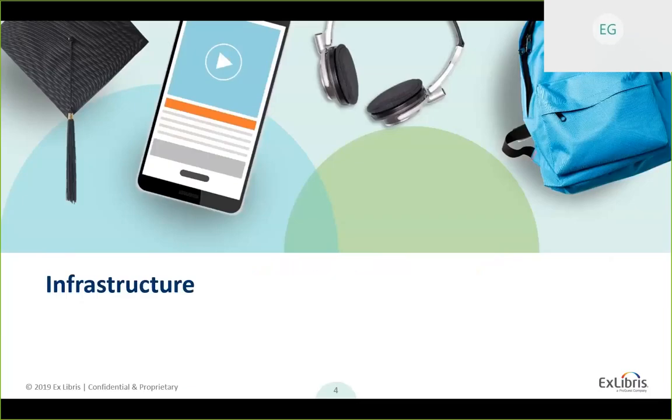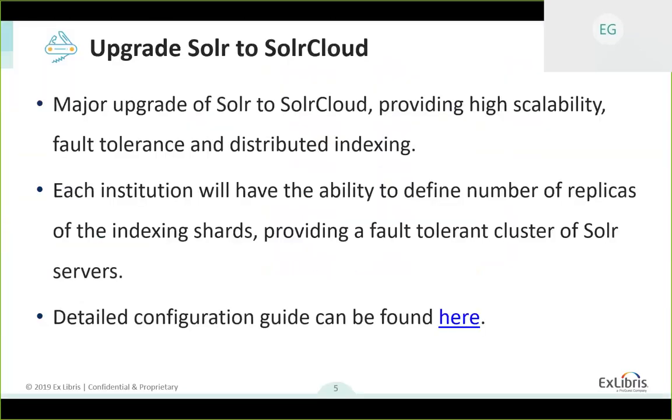So we'll start with infrastructure. Here we introduced an upgrade from Solr to Solr Cloud. This was a major infrastructural change which came in a way from two different directions. One is the fact that we're always striving to keep our third parties up to date with the latest versions. In this specific case, this also came from the customers or from the working group who requested more reliable indexing and redundancy in the indexing server. And this is exactly what Solr Cloud provides.